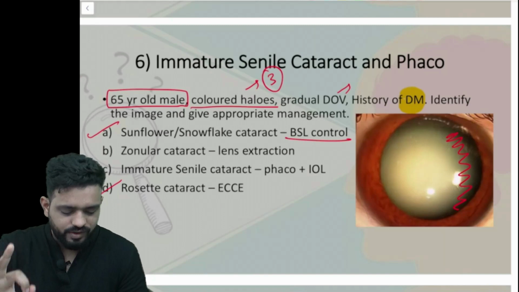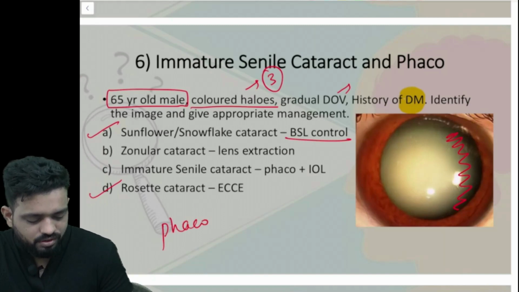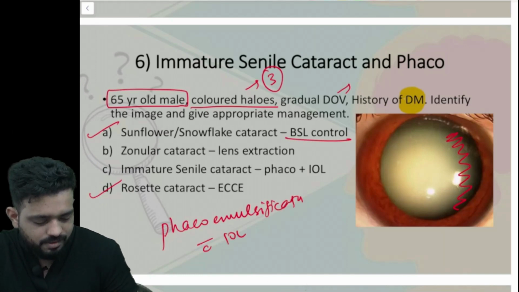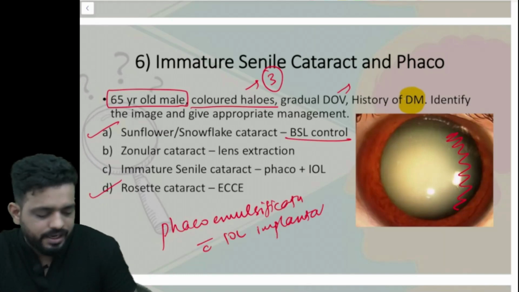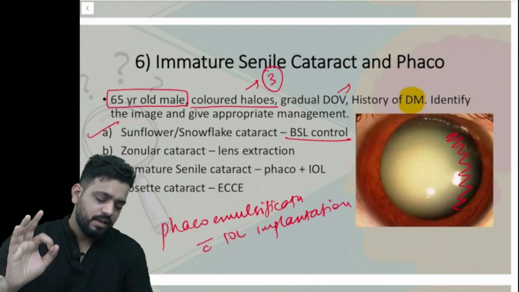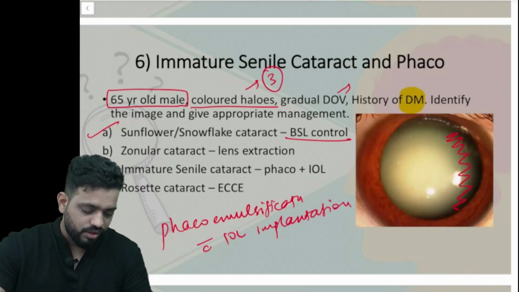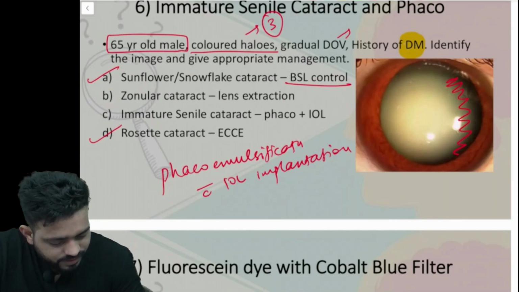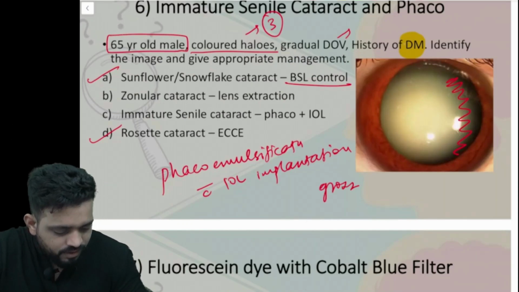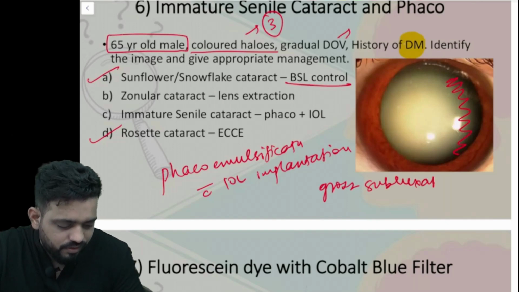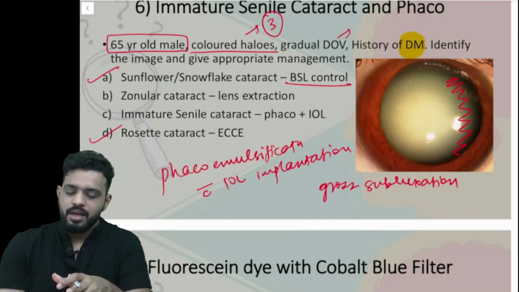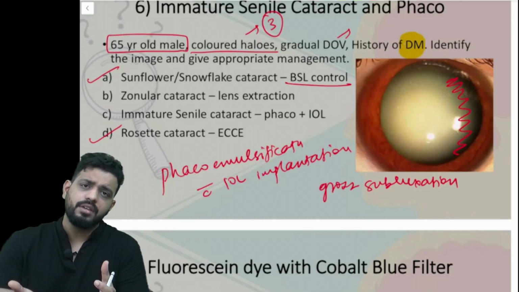Any cataract, always remember, in modern times, phacoemulsification is the standard surgery with IOL implantation. Any cataract, mind my words, any cataract has this as the treatment of choice, provided there is no abnormality in the structure or in the case you are seeing per se. That is, for example, there is gross subluxation, where obviously phacoemulsification will not be possible because of difficulty in maintaining the anterior chamber and instability of the lens in itself.